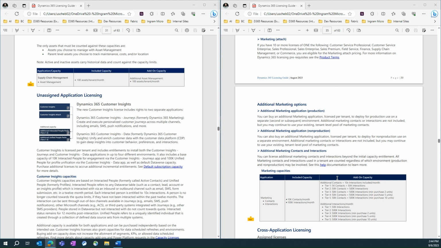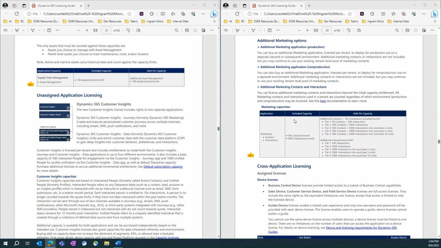You needed to get a marketing non-prod license for that. Or if you wanted to have a couple of instances of marketing up and running, you could get additional marketing applications. So you had a lot of components going for it, plus a little bit of a table here on what the contacts and interactions looked like.